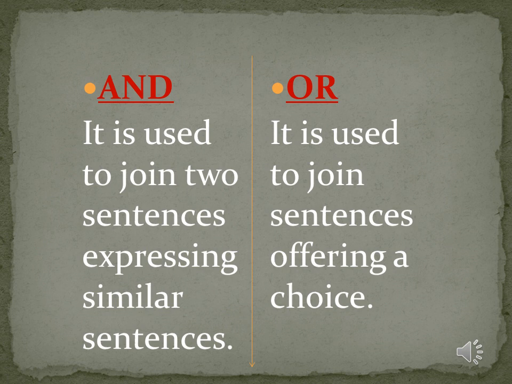Number 1 conjunction that is discussed in your book is and. See, it's a very common word, right? We use and to join sentences which express similar ideas. It means two similar sentences can be joined with the help of the conjunction and. Another conjunction that is discussed in the book is or. When we use or, we see whether the sentences are offering a choice or not. If the sentences offer a choice, we use or.